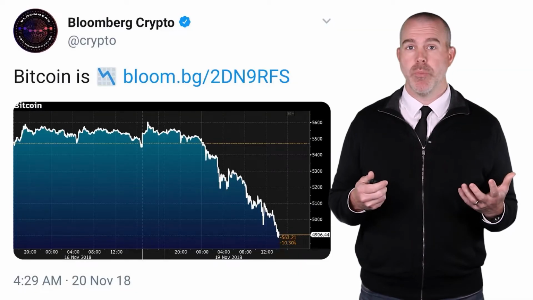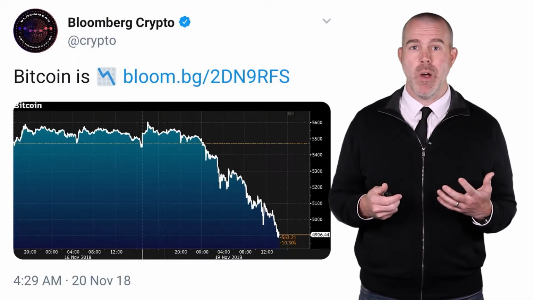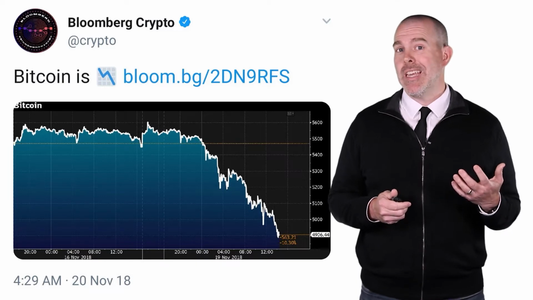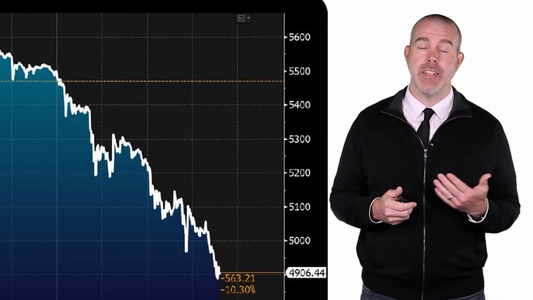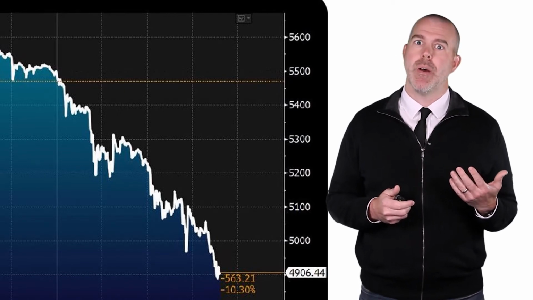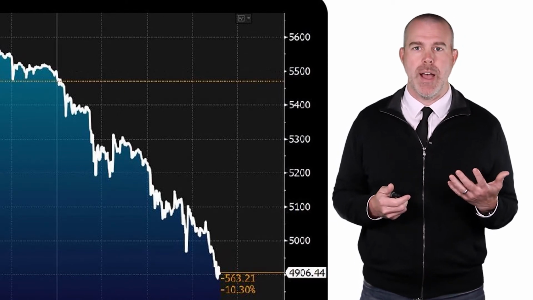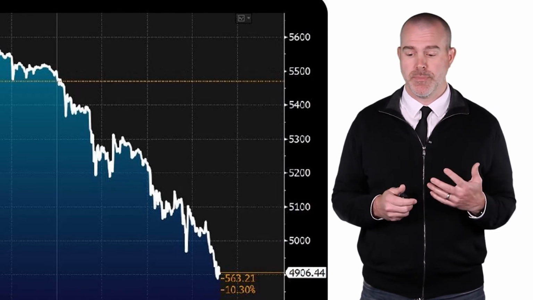Here's one from Bloomberg Crypto trying to show that Bitcoin is crashing. Again, if we zoom in on the Y scale, we can see, yes, it's declined 10% or so, but it hasn't crashed to zero, because the Y scale starts at 5,000.